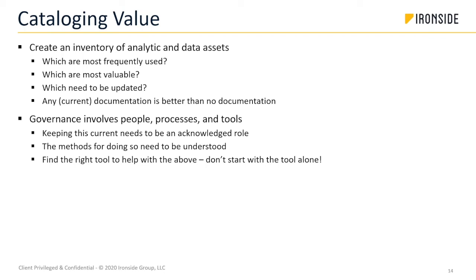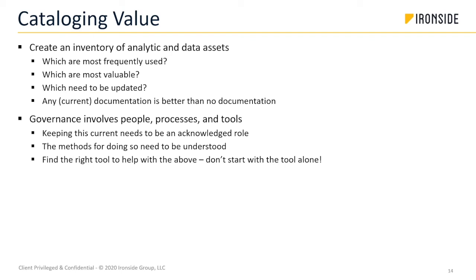And so what you want to do is use this opportunity of going through your systems, finding value, to start the governance process of managing your data, your metadata, and possibly creating a data catalog. It's important to remember that any sort of governance operation involves people, involves processes, it involves tools. It needs to be an acknowledged role of someone or someones to gather this data and keep it current. They need to have methods for doing so that everyone understands and agrees upon.